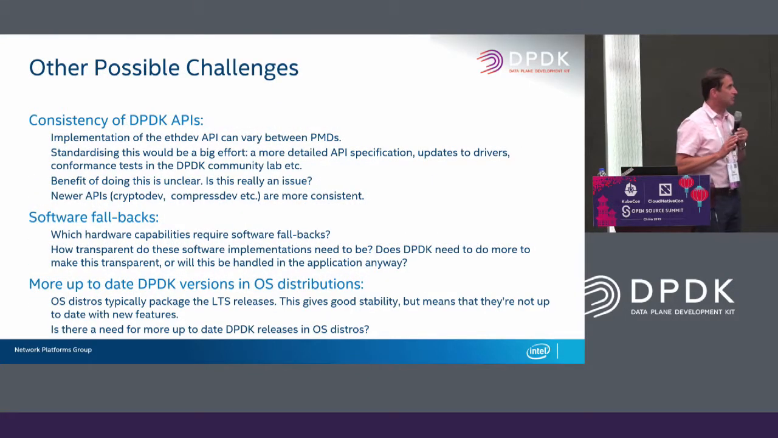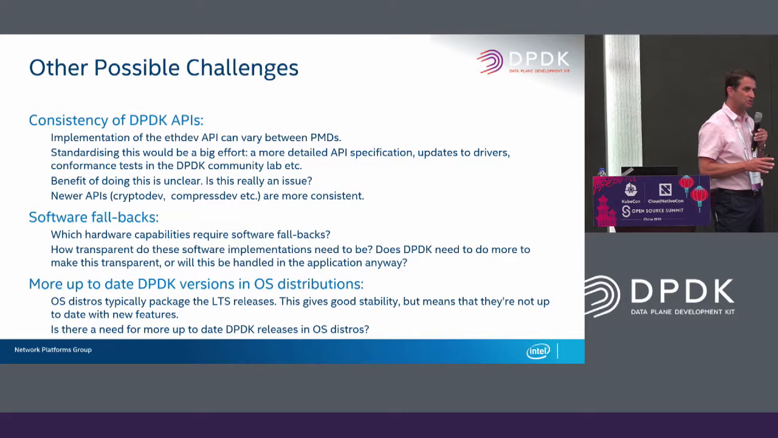There are a couple of other things that we've been looking at as possible changes in this area, but they're more thoughts at the moment. One is consistency of DPDK APIs. The concern is that the implementation of ethdev in particular can vary between poll mode drivers. We've looked at what it would take to standardize that better. It's a big effort, and it's not clear that there's a return on that. So it's something we've been looking at, but not something that we plan to do right now. But we would be interested in any thoughts, input, feedback that people have.